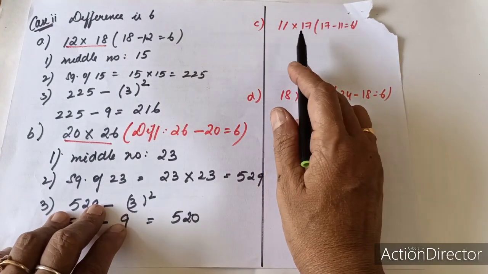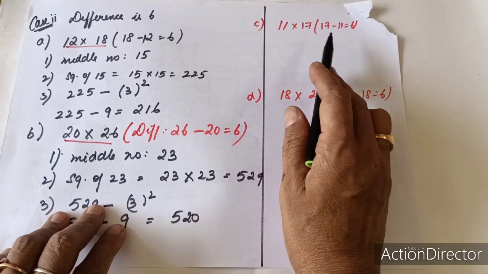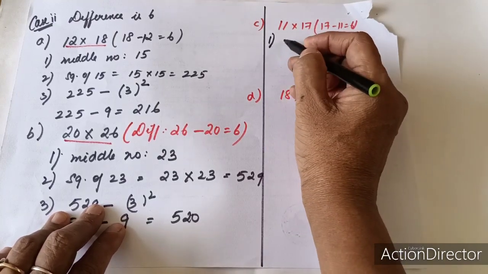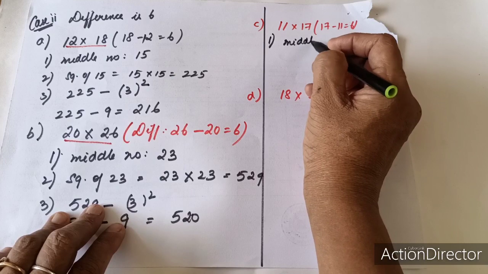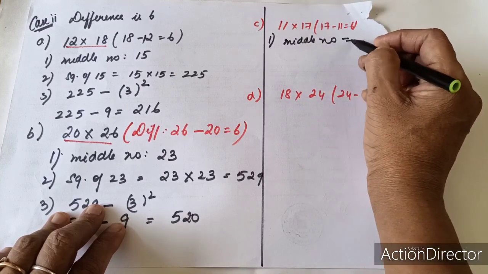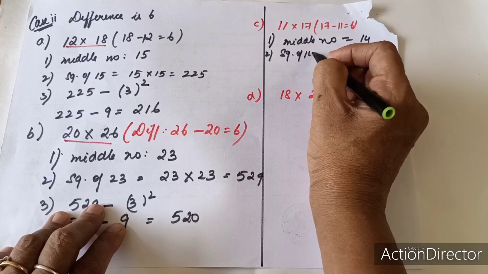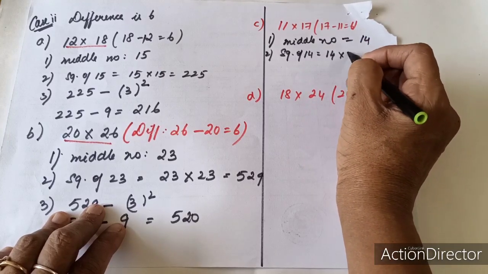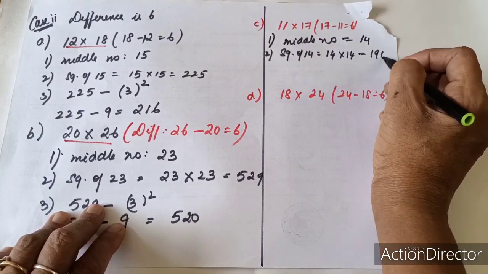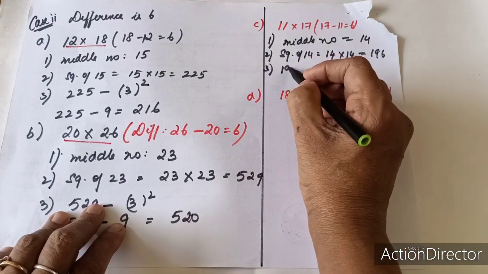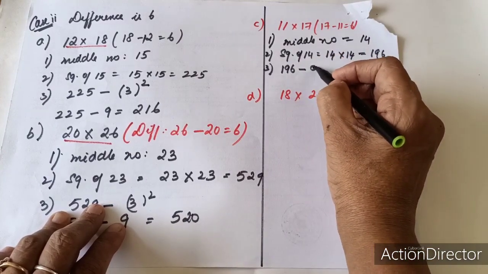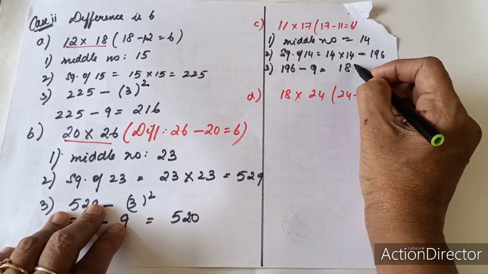11 into 17. 17 minus 11 is equal to 6. So first step, middle number. So the middle number is equal to 14. Step 2, square of 14, which is equal to 14 multiplied by 14, gives me 196. Step 3, 196 minus 3 square, which is 9, is equal to 187.